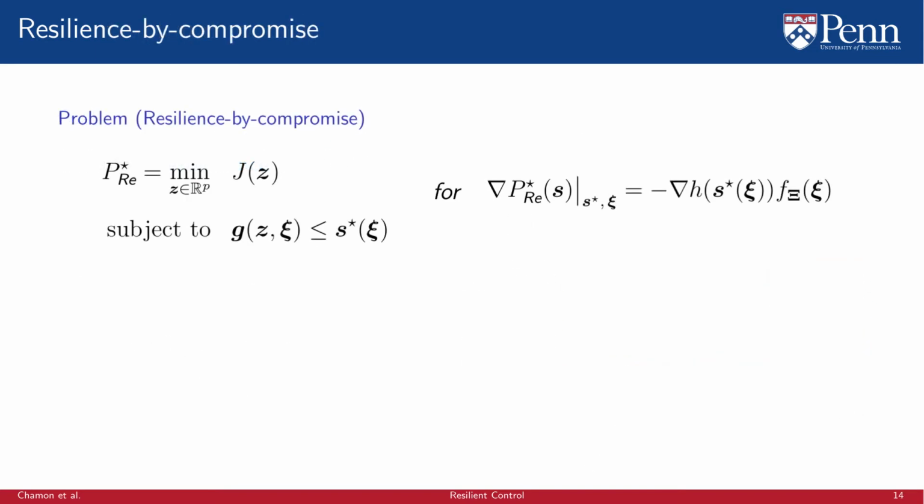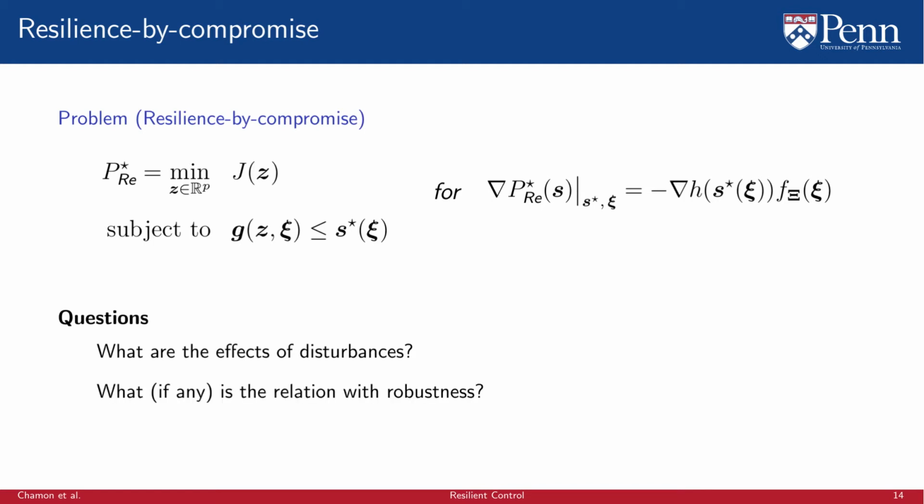Now, while we have argued that this is a sane formulation, it is not immediately clear what kind of resilient behavior it induces, how it is related to robustness, and how we could go about solving this problem in practice. So let's answer this question starting with the first one.